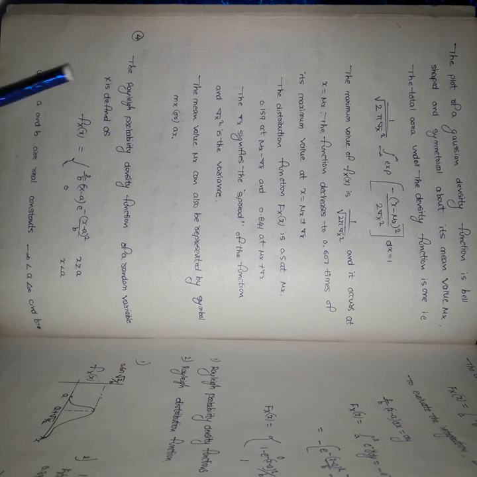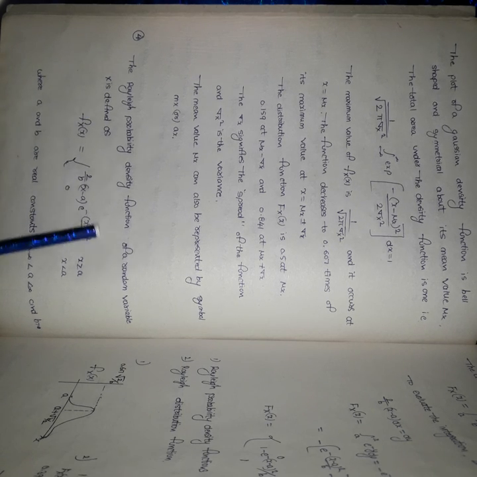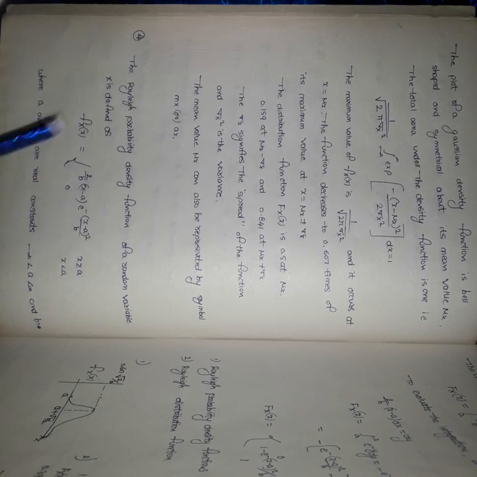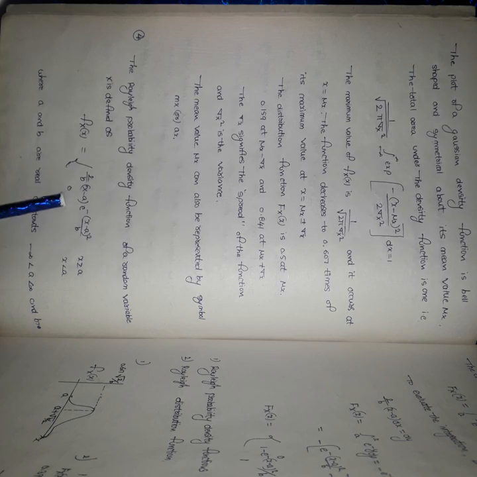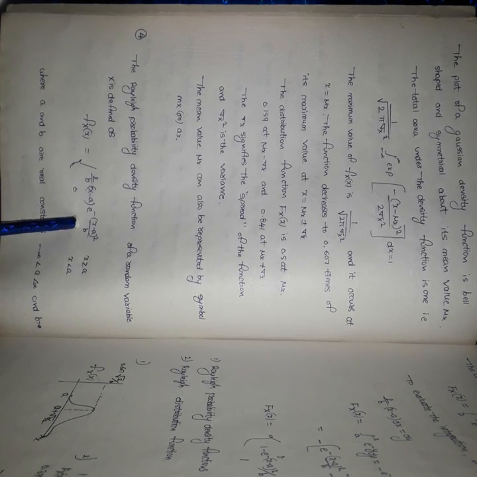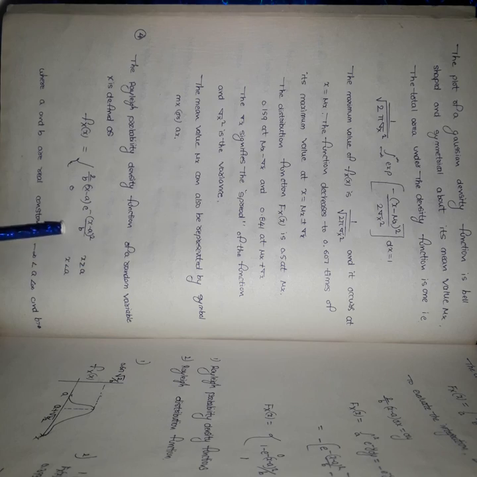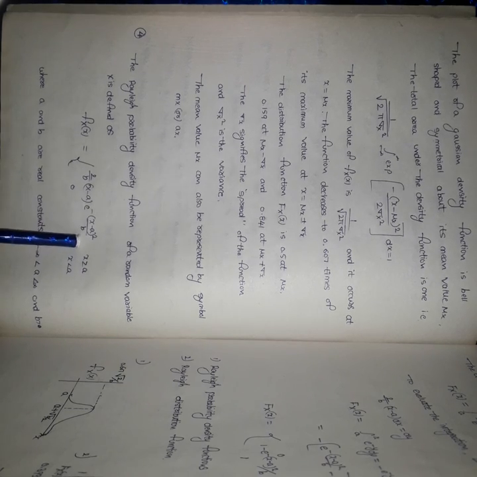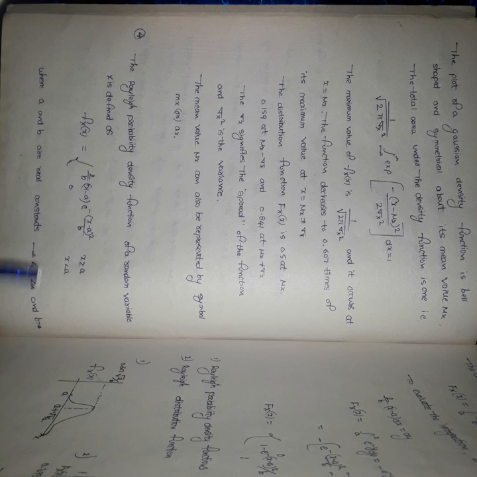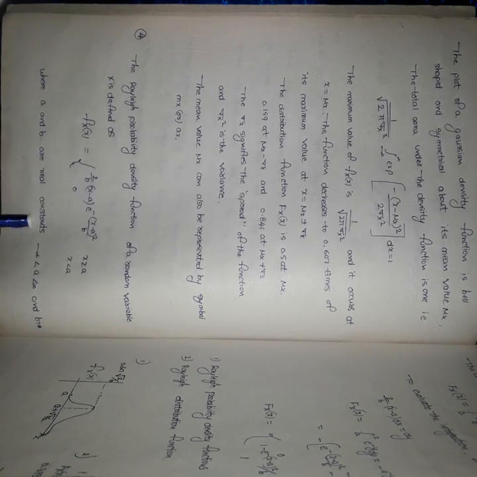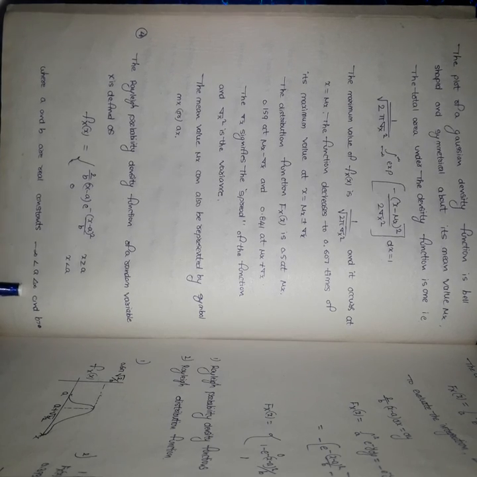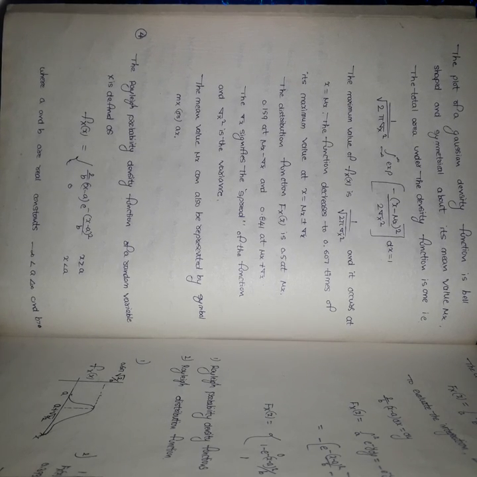The fourth question: write about the Rayleigh probability density function. The Rayleigh probability density function of a random variable x is defined as f x of x equal to 2 by b times (x minus a) e power minus (x minus a) whole square by b, for x greater than or equal to a. And f x of x is 0 for x less than or equal to a, where a and b are real constants, minus infinity less than a less than infinity, and b is greater than 0.